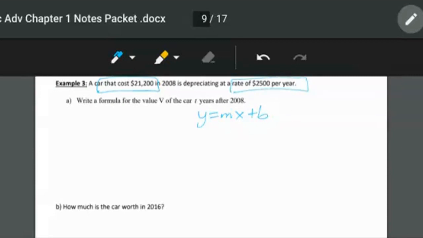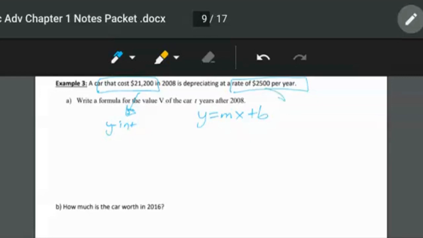All right, so we said on the previous page that in a word problem, your y-intercept could be your initial value. This 21,200, to me, that's the initial value. Maybe this person bought this car used in 2008. Maybe they bought it new. But that's the initial value that this person had for the car, 21,200. So that's going to be your y-intercept. And then depreciating at a rate of $2,500 per year. Every year, that car goes down in value $2,500. And that's going to be your slope.